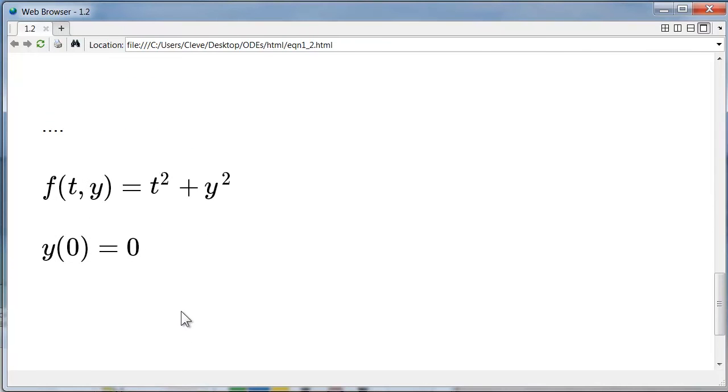Here's another nonlinear equation, f of t and y is t squared plus y squared. It's not possible to find an analytic solution to this equation. We'll use numerical methods to find the solution to this equation. The initial condition is y at zero is equal to zero. That's an example of a function of t and y.